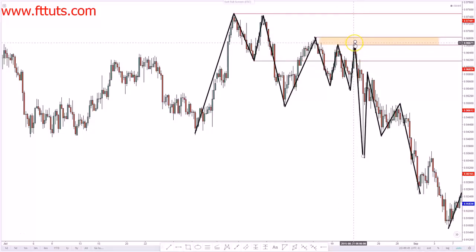So when it finally rejects off of there, starts breaking down, and then you get that little retest right there, you see how that wick retested this previous market structure right here? That's when I look to sell. And boom, that's what happened.